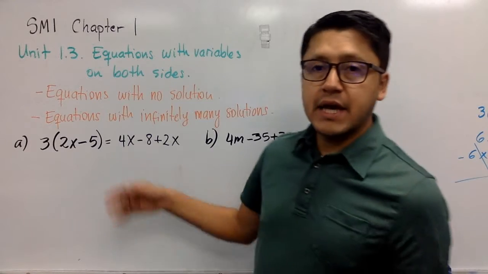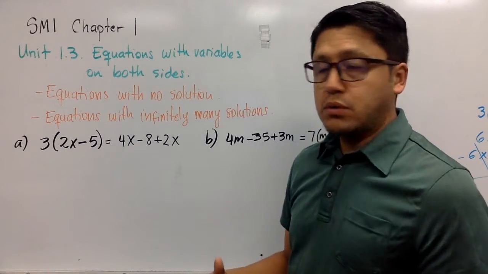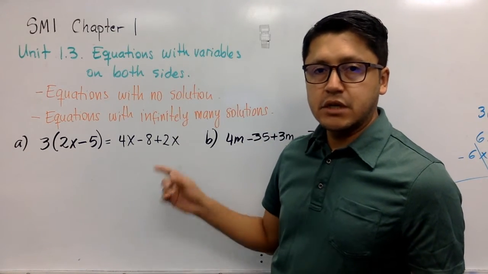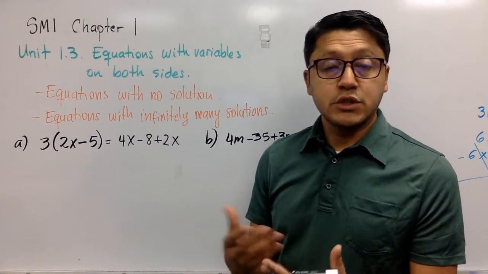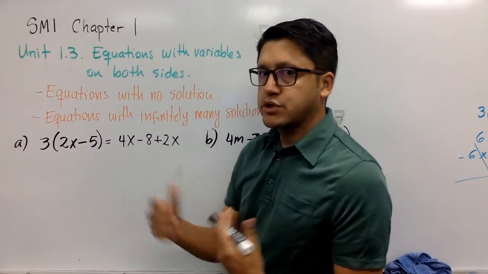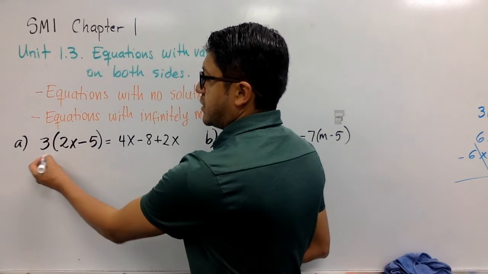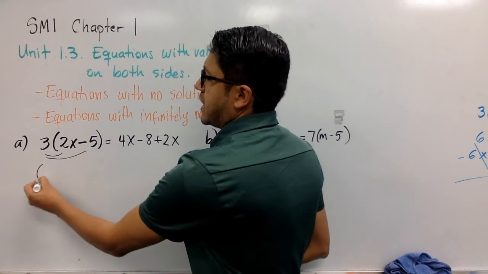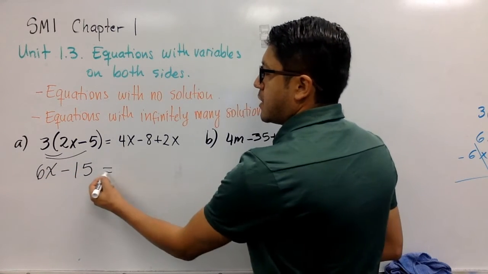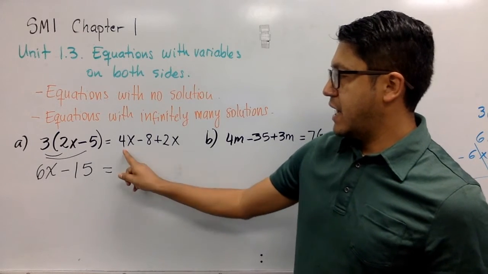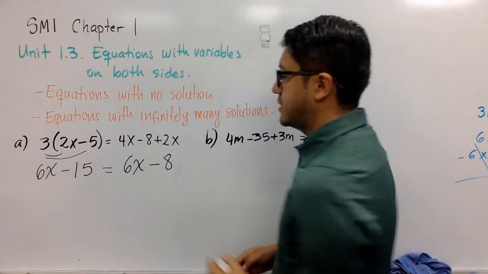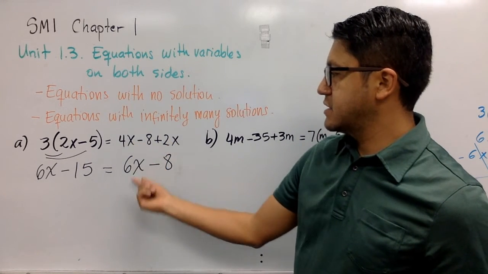Let's begin with example A and see what we get at the end. As usual, we can notice we have the variable over here, and here. So we already know what tools we can use in order to simplify all this. In this case, we're going to apply the distributive property, and we have 6x minus 15 when we multiply. On the right side, we have like terms here, and you get a 6x minus 8 as you combine these like terms.